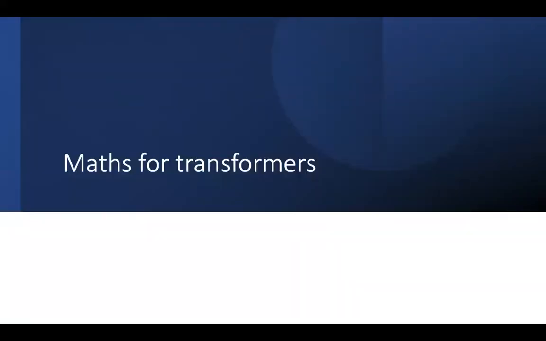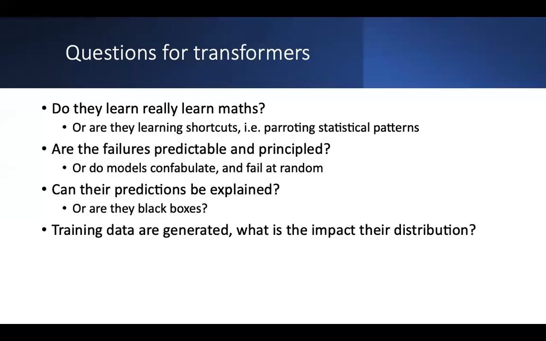The second part is about the other way around, math for transformers. So how can you use mathematics or leverage mathematics to better understand what neural nets do? To start, I'd say there are a couple of lingering questions for AI and transformers. The first question, personally, I always get is, do they really learn math? Or are they just exploiting shortcuts, parroting, as a famous paper says, statistical parrots?